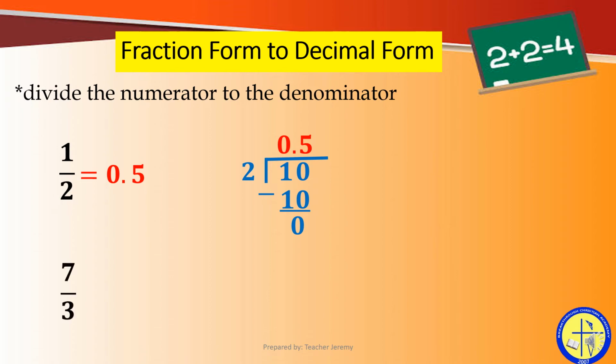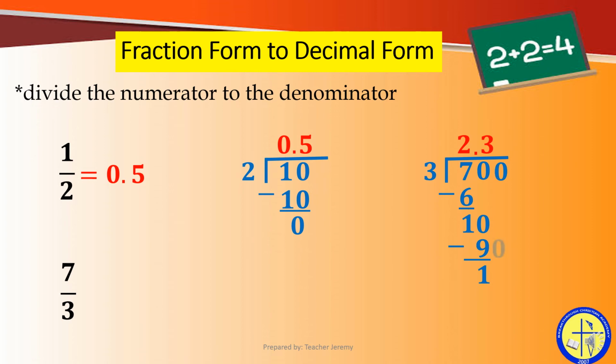Another example, we have 7 over 3. So the dividend is 7 and the divisor is 3. 7 divided by 3 is 2. 2 times 3 is 6. 7 minus 6 is 1. And then add 0. Don't forget the decimal point. So bring down 0. We have 10 divided by 3 and that is 3. 3 times 3 is 9. 10 minus 9 is 1.